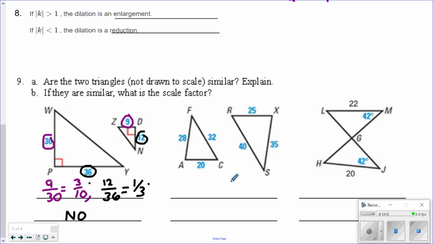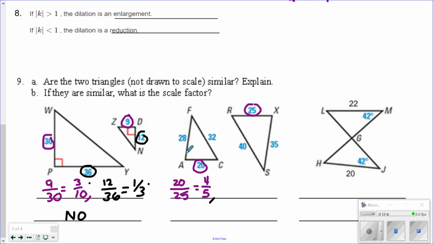Let's look at our next 2 triangles here. So once again, they're not in the same position, but I can kind of look at the smallest side first and move up. So the smallest side on this triangle is 20. The smallest side on this triangle is 25. So let's write our ratio. I'll start with the 20 on top. So 20 out of 25. And we're going to simplify that fraction, and we get 4/5.